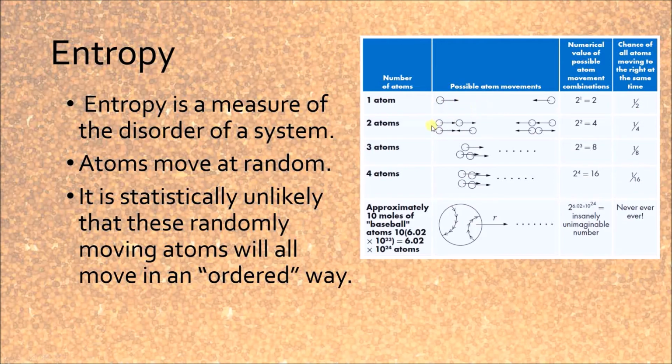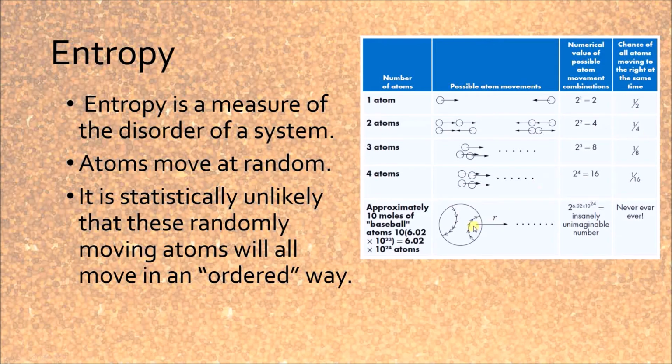Now what if we have a two atom system? So we have two atoms. They could both be moving to the right or both be moving to the left. One could move to the left and the other to the right, or the other way around. So we have four possibilities, 2 to the second power possibilities, for what the atoms could do. That means if we want them both to move to the right, we have a 1/4 chance of that happening.